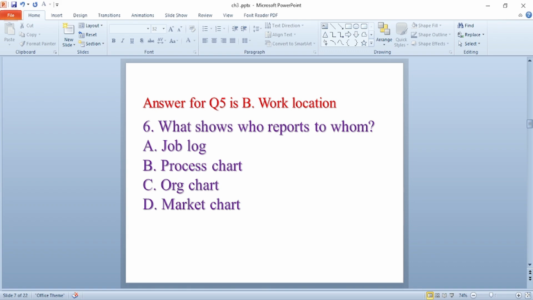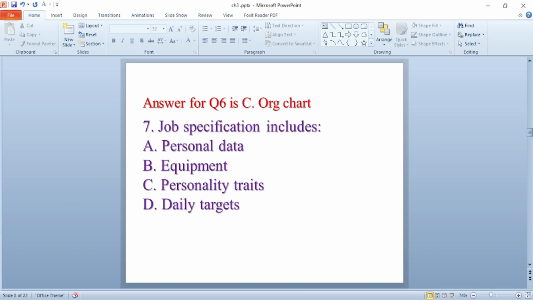Question number 6. What shows who reports to whom? A. Job log. B. Process chart. C. Org chart. D. Market chart. Answer for this question is C. Org chart.